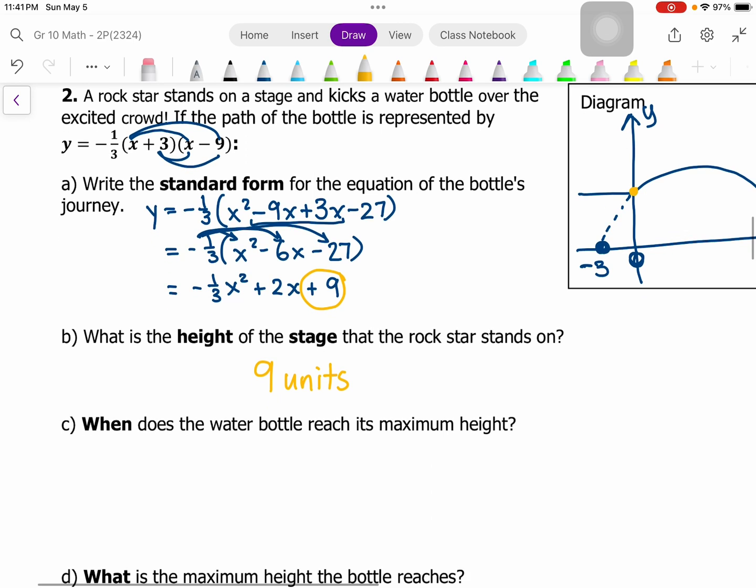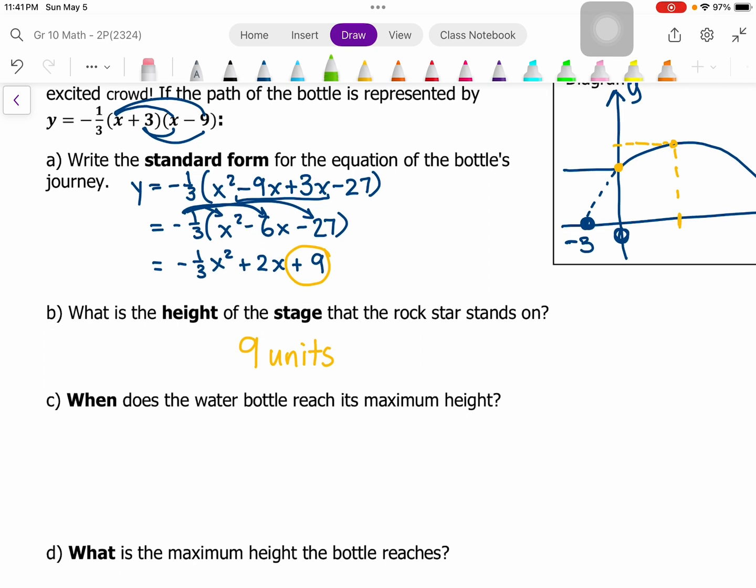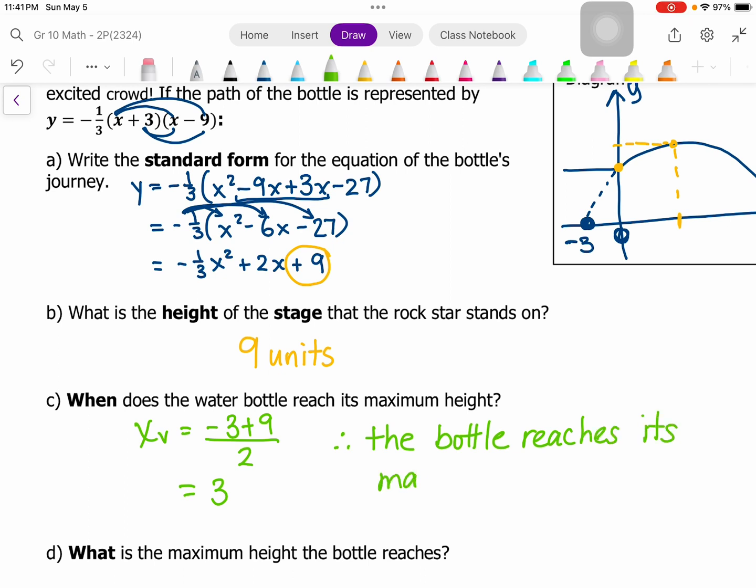Next question, when does the water bottle reach its maximum height? So when, that's a time, so I need to know this x value. And so this is where we can find the x coordinate of our vertex by taking our two zeros, so -3 plus 9 and dividing by 2. -3 plus 9 is 6, divided by 2 is 3. So the bottle reaches its maximum height at 3 seconds.